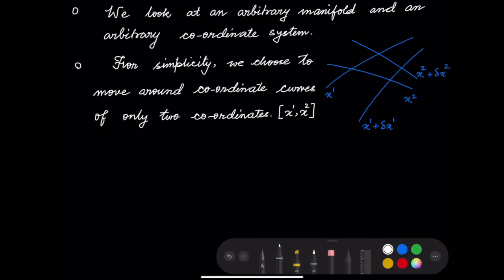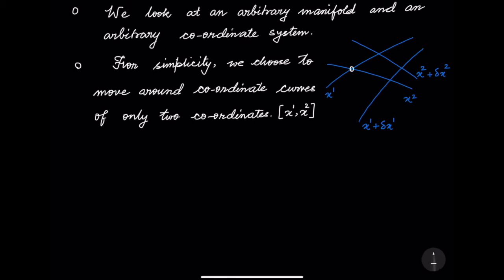And what do I do? Let me draw it in the picture first. So this point I call P, Q, R, S. So you go from P to Q, Q to R to S, and come back to P. So that is essentially parallel transport along the coordinate curves and coming back to the same point.